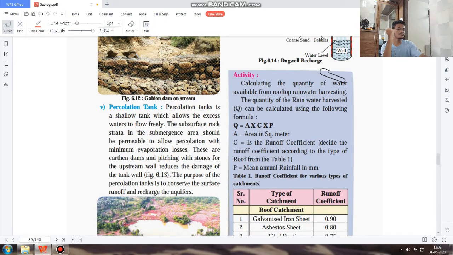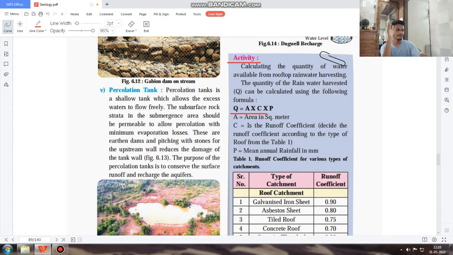practical activity comes. So this is that activity which comes to calculate the quantity of rainwater harvesting on rooftop. So this is the formula to be remembered. Q is equal to A into C into P. Basically, what they will tell you to calculate Q, that is quantity of rainwater. They will give you area. They will give you C, that is runoff coefficient, and they will give you P also, that is mean annual rainfall. So just multiply the three and you will get the answer.